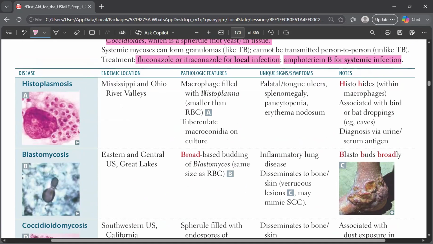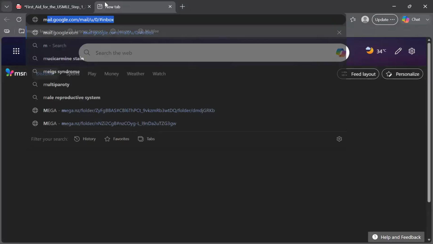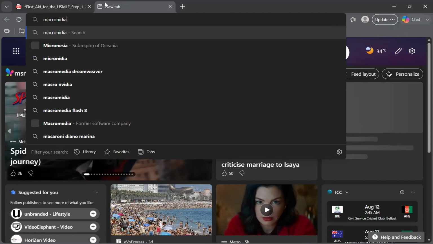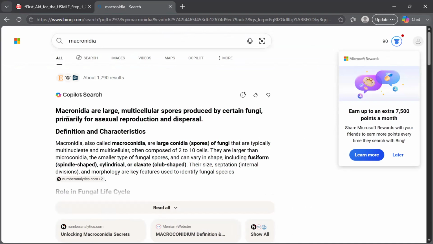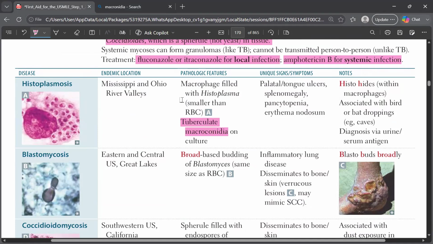The pathological features are macrophages filled with histoplasma, smaller than RBC. So this is a macrophage and it is filled with histoplasma, which is the fungus, and they have tuberculate macroconidia on culture. What are macroconidia? They are large multicellular spores produced by certain fungi, primarily for asexual reproduction and dispersal. So the two important features are that the macrophage is filled with histoplasma and there are tuberculate macroconidia on culture.